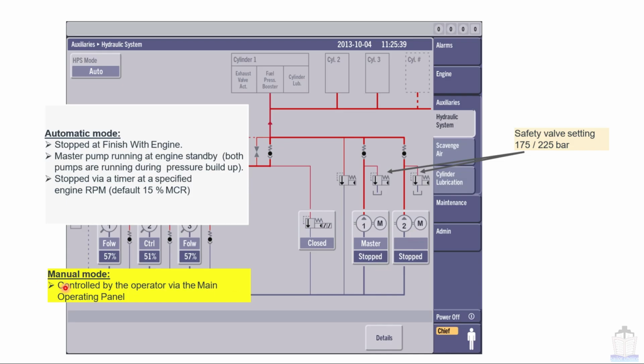In manual mode, it is controlled by the operator via the main operating panel. That means if I change this HPS mode from auto to manual, then I can stop this pump from the MOP itself.